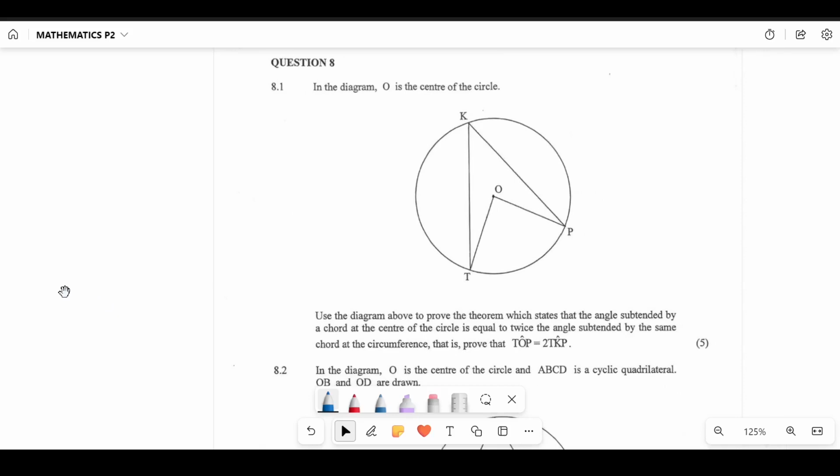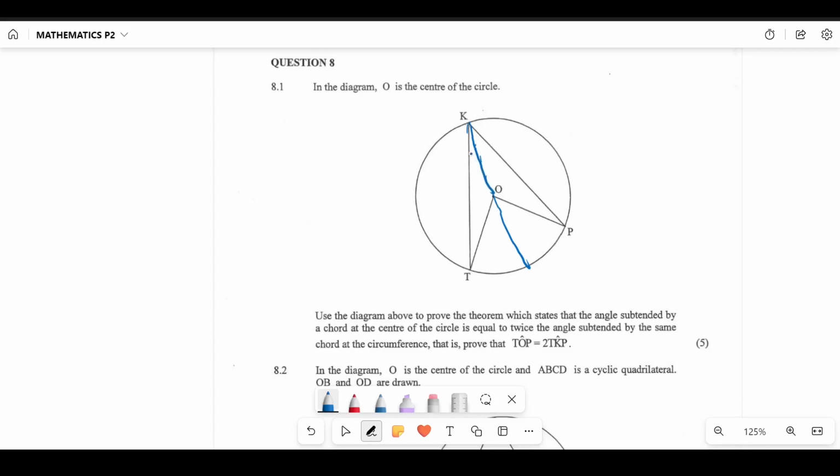In the diagram, O is the center of the circle. Use the diagram above to prove the theorem which states that the angle subtended by a chord at the center of the circle is equal to twice the angle subtended by the same chord at the circumference. Okay, so first part is the construction of the diameter here. You construct the diameter.